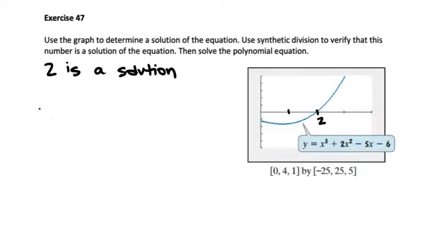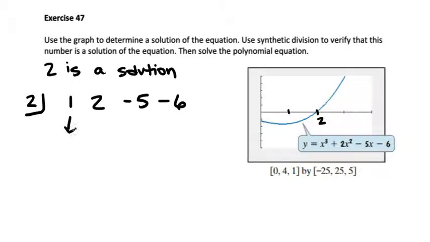So now I'm going to use synthetic division to verify that this is a solution. So 2 is the number that would go in the box. And then I would put my coefficients of my polynomial, which is this right here. So that would be 1, 2, negative 5, and negative 6.